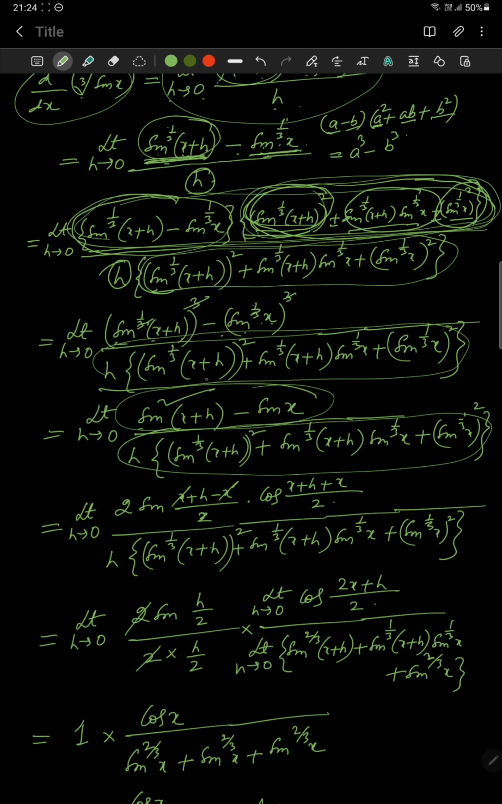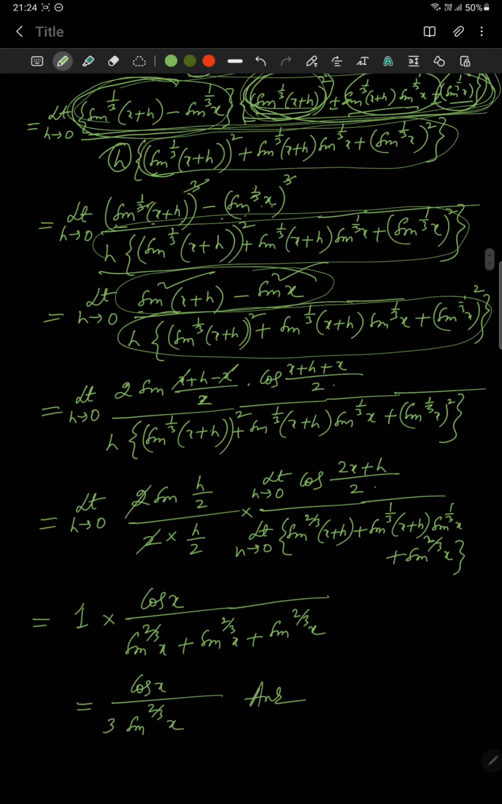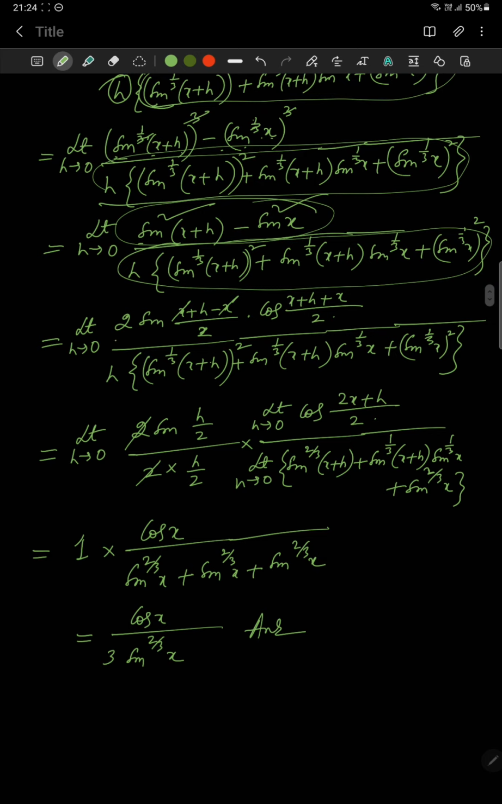Now you see in the numerator we have the sin C minus sin D formula. Using that, it becomes 2 sin((a minus b)/2) into cos((a plus b)/2). The x terms get cancelled, only h is left, that is 2 sin(h/2). This h is divided by 2 and multiplied by 2, so that this whole thing, when h tends to 0, will become 1, which is what I have written over here, and these two get cancelled.